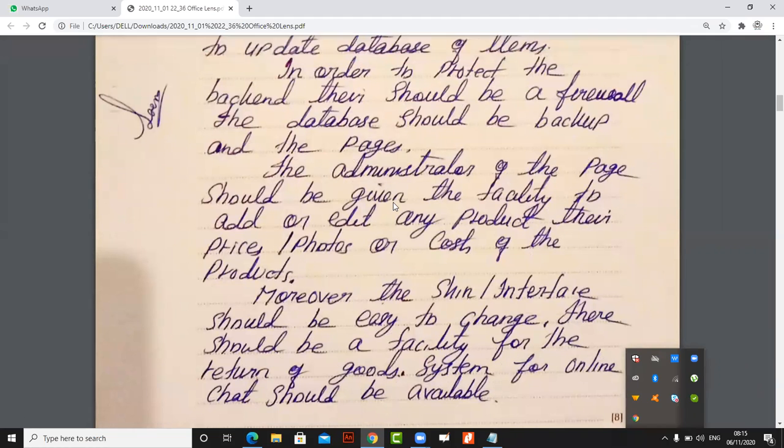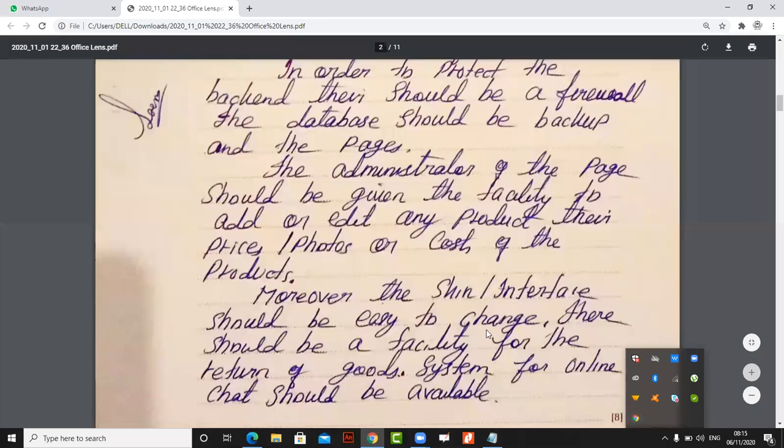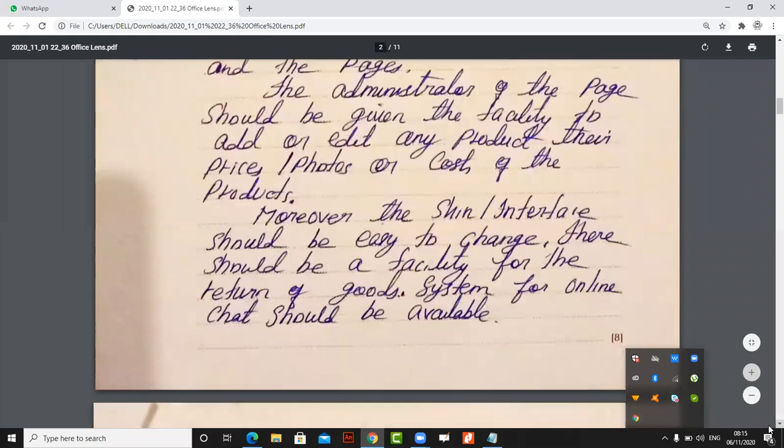I'm not talking about the user, but about the one who could edit any product. Moreover, the skin interface should be easily changed. If you want, according to a particular event, such as Eid or New Year, I want the skins to be changed. So I should be able to do that. There should be a facility available. Basically I'm talking about the module, the backend.